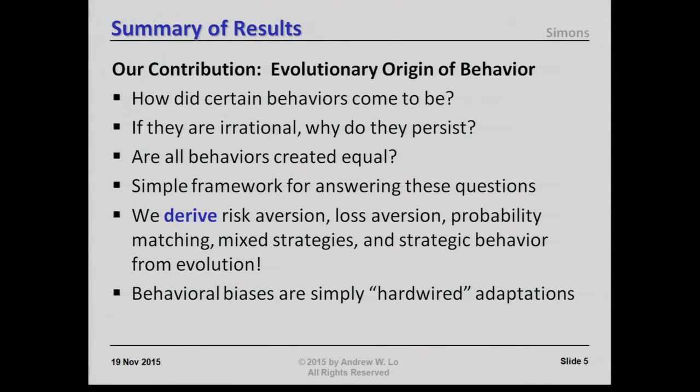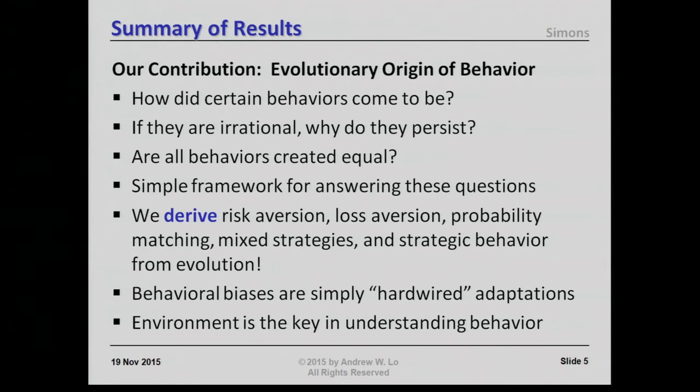And so we argue that behavioral biases, the irrationalities that we document in financial markets, are really hardwired forms of adaptations that may seem irrational from the narrow perspective of financial decision making, but when you look at it from a broader perspective, you understand why they're there. It doesn't mean that they're any less irrational from that perspective, but at least we understand why they're there and why it may be impossible to eliminate them unless you change the environment. And the environment is really the key to understanding behavior.